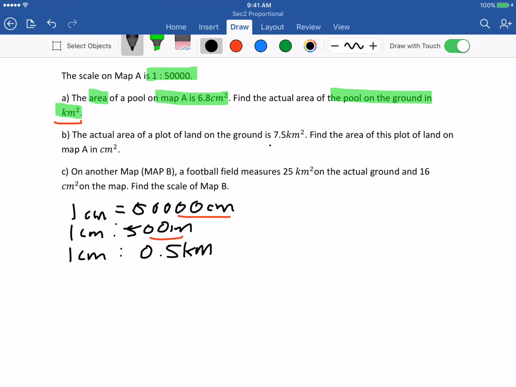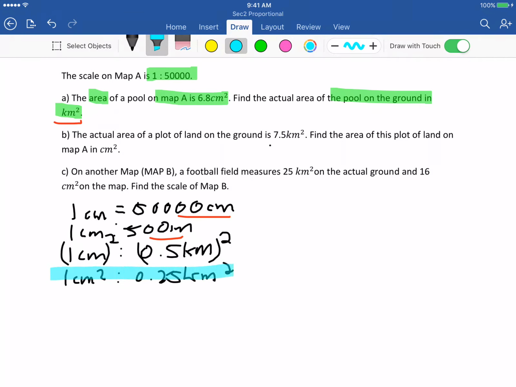What's the next step? You need to change to km square. So what you do on both sides? We go and what? Square both sides. So it becomes 1 cm square is to 0.25 kilometer square. Okay, so this is now our scale in terms of what? Area. This will be essential for us to do.